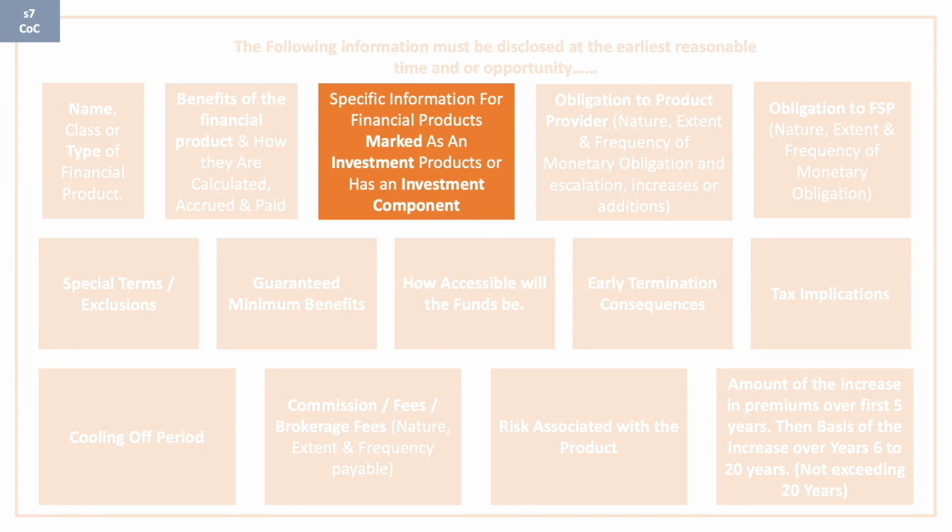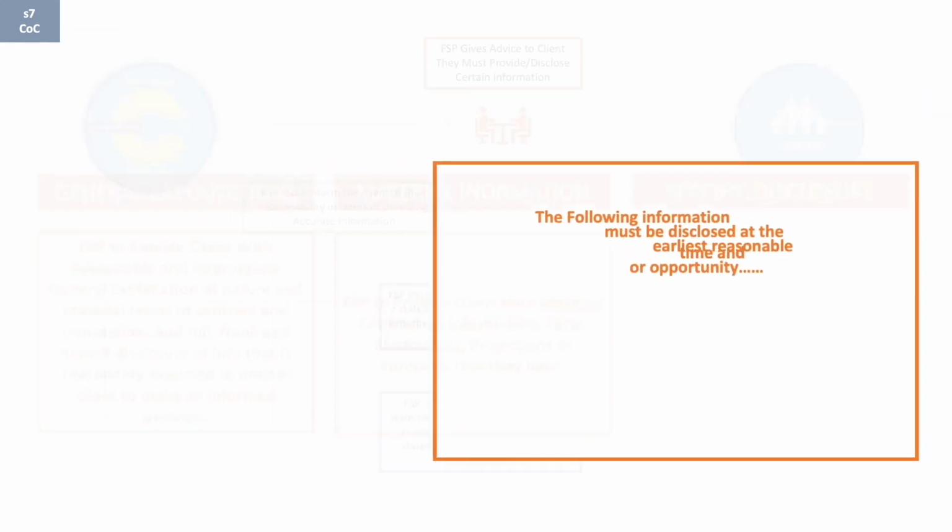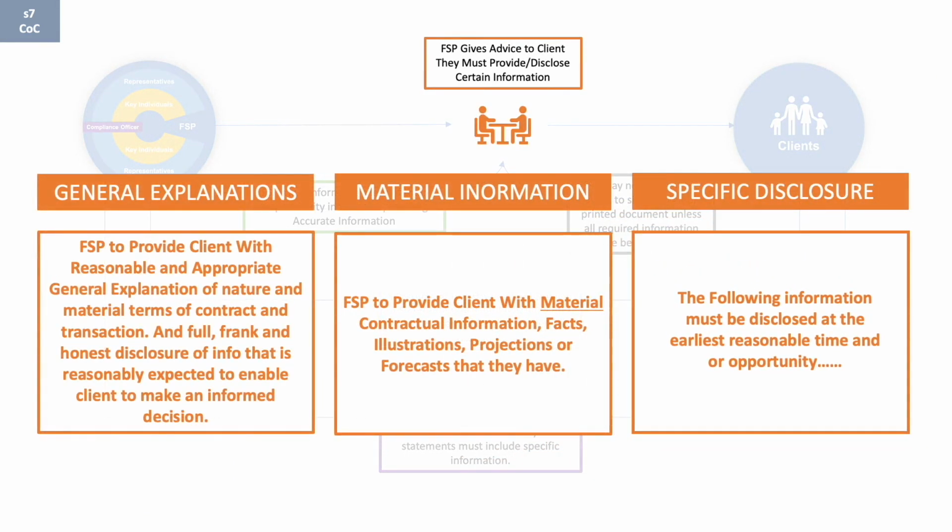So now we have covered all the elements relating to when the FSP gives advice to the client, and what information the FSP must provide or disclose when rendering the financial service. In terms of specific disclosure, Section 7 of the Code of Conduct goes into detail as to what needs to be disclosed.